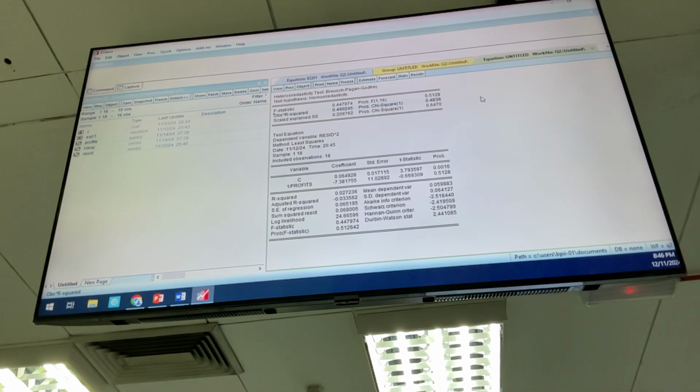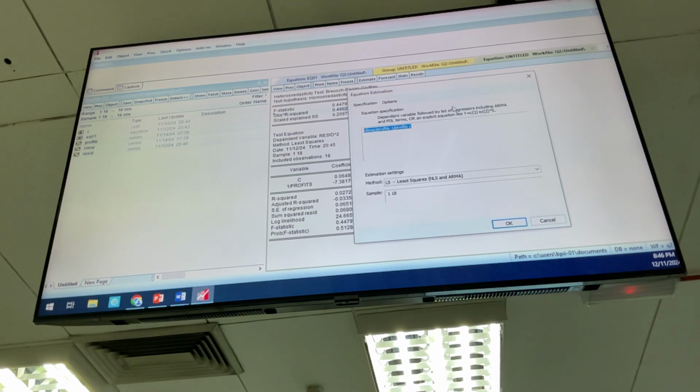The alternative approach is by re-specifying the model or using a different functional form. Question number 3: use a different functional form using log. So instead of using original values, we try to use log. So we re-estimate using log of RD expenditure, RDEXP, against log of profit.